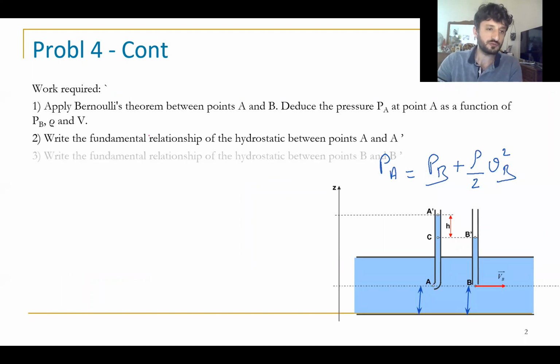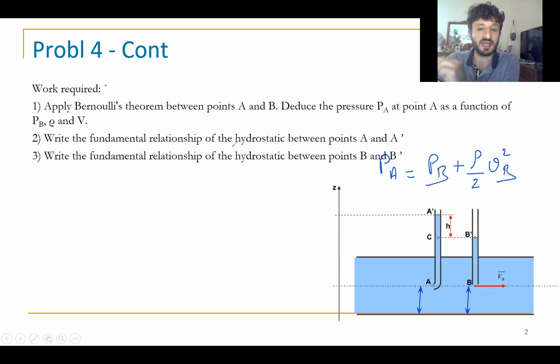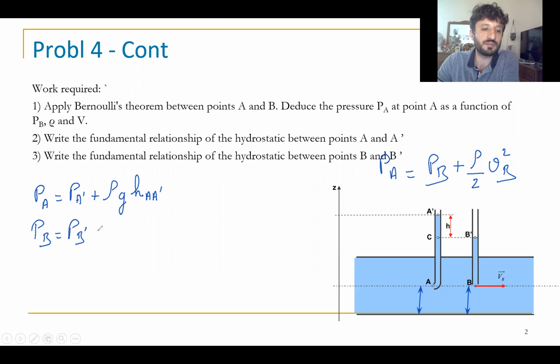We go to the second question. Write the fundamental relationship of the hydrostatic between A and A prime, and the same relationship between B and B prime. We have PA equals PA prime plus rho G H AA prime, and PB equals PB prime plus rho G H BB prime. These are the fundamental relationships of the hydrostatic between two points in the same liquid in the static state.